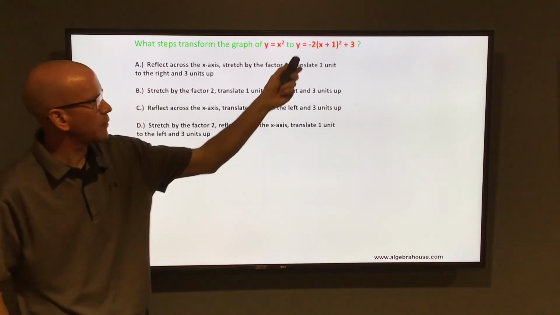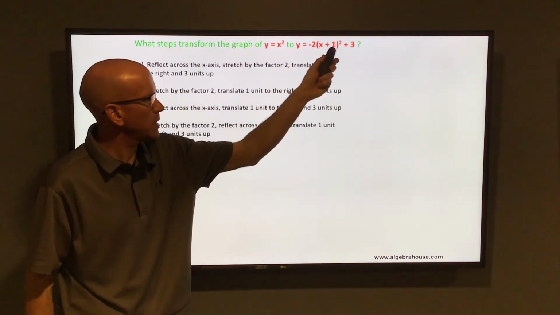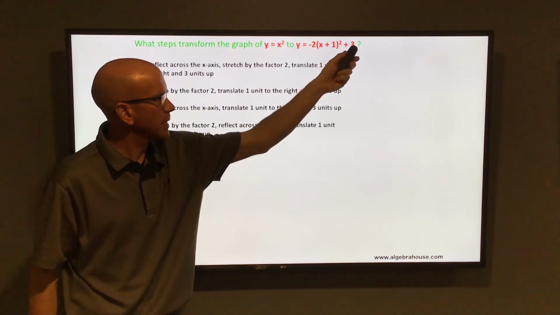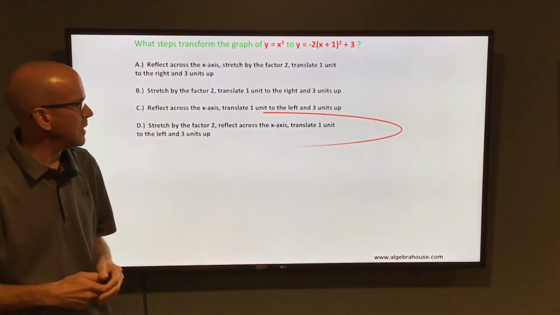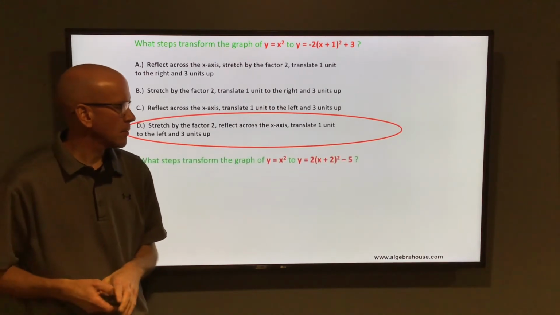So you're looking for a reflection over the x-axis, stretched by 2, shifted to the left 1 unit, and also shifted up 3 units. And the one that matches that is letter D.